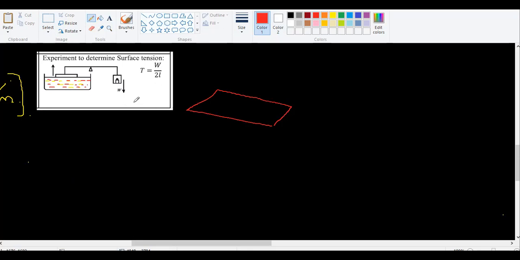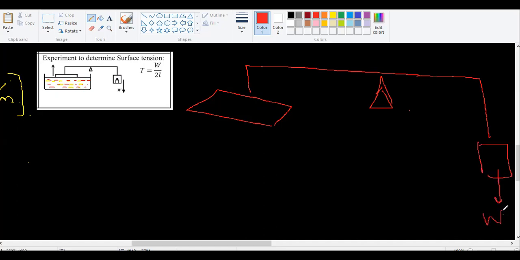Of course, the diagram is not given properly in the textbook. So this is attached to a string, and then there is a lever mechanism here. This is connected over here. And you have some weights which can be added. So I know how much mass I'm putting here. So M into G will give me weight, right? Weight is nothing but force, right?